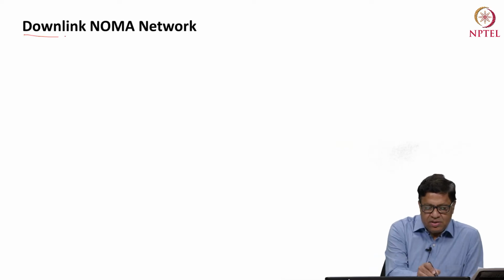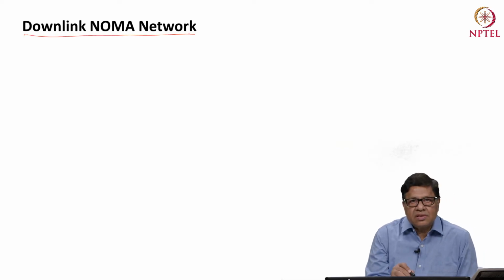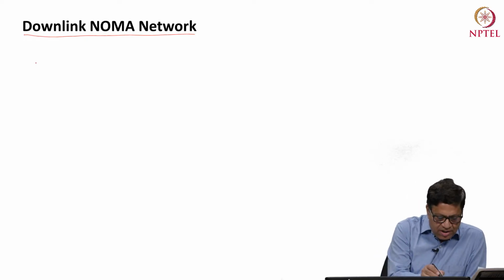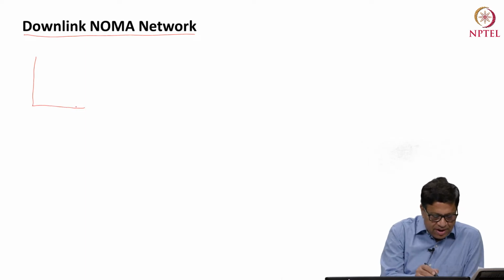Now, having understood SIC, successive interference cancellation, let us try to discuss a downlink NOMA scenario, and we will try to calculate the achievable rate in case of downlink as well as in the case of uplink. So let us start with downlink. So downlink is, you have users having different powers.